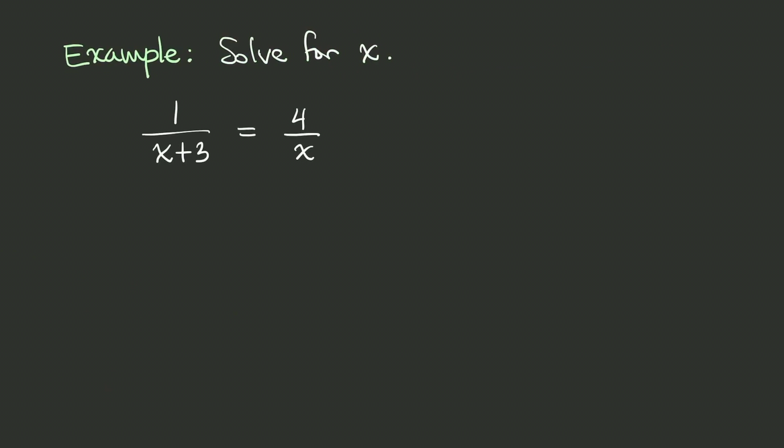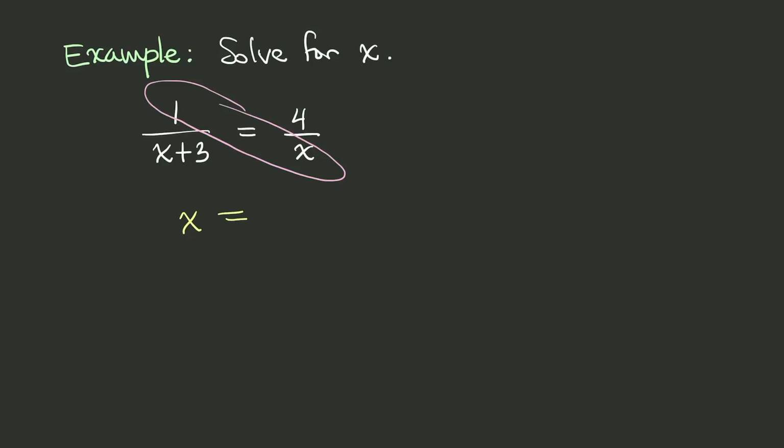In this example, we're supposed to solve this proportion for x. Here we have x showing up in the denominator, and so we'll use a technique called cross-multiplying. First, we'll look at the numerator of the left-hand side and the denominator of the right-hand side, and we'll multiply those two together. 1 times x is x.